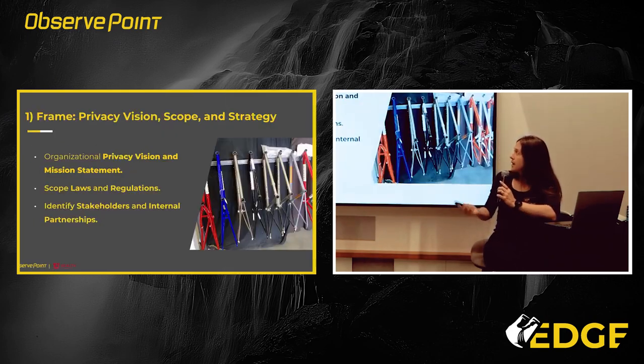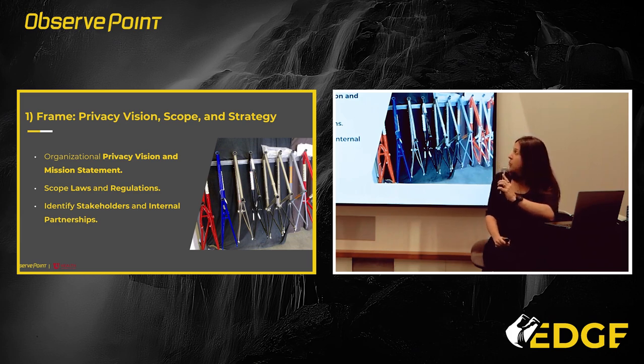So the first element we have here is your framework. You're taking your bike frame here and you're creating your privacy vision, scope, and your strategy. So the first thing to think about is not having a privacy vision and mission statement that does not align with the goals of your business. If you had a very robust and well-intentioned privacy mission statement that just is not compatible with what your business does or can do, you're setting yourself up to fail because you're saying you're going to do one thing and that's your intention, but you're going to be banging your head against a wall trying to make it work.